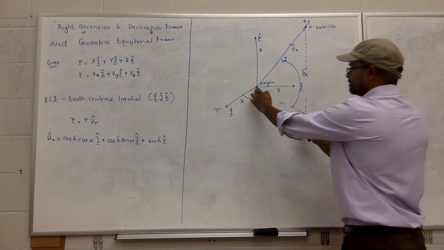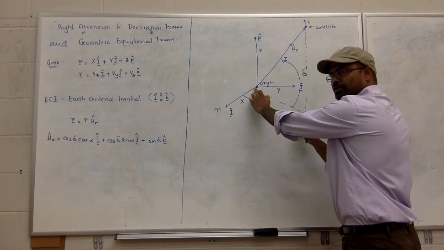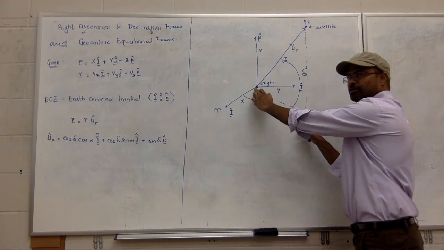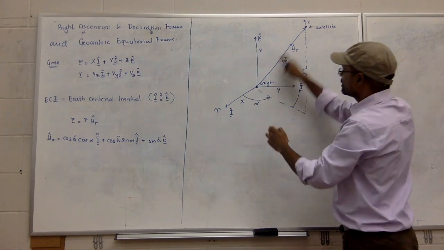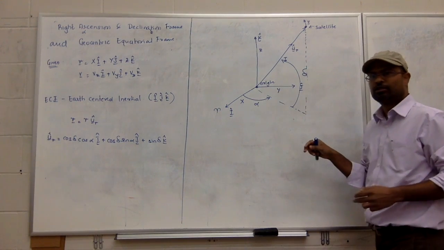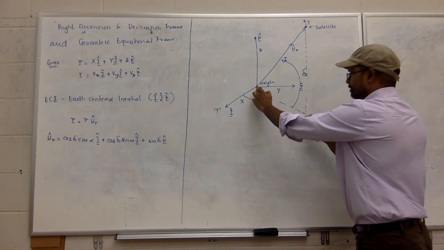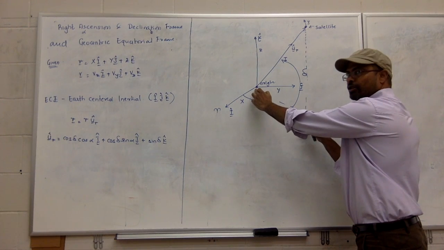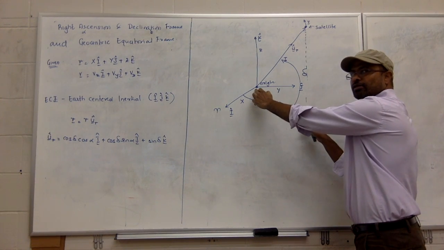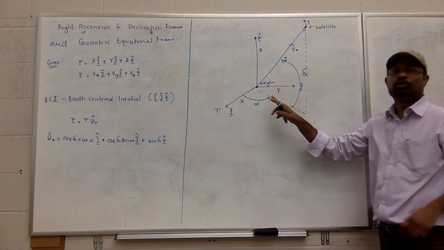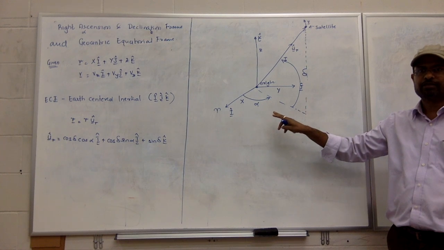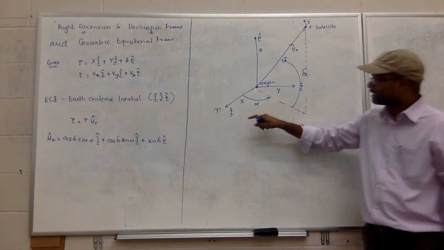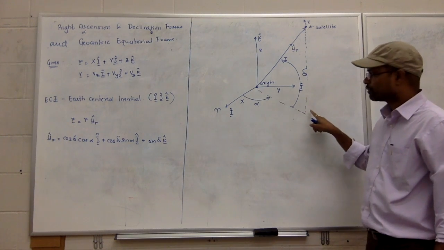What is this? That's the projection of this on the xy plane. You're talking about the dash line? Yes, the projection. In other words, this is the position of the satellite in the xy plane. This is the xy component. Does that make sense? So this has the xy component, right?